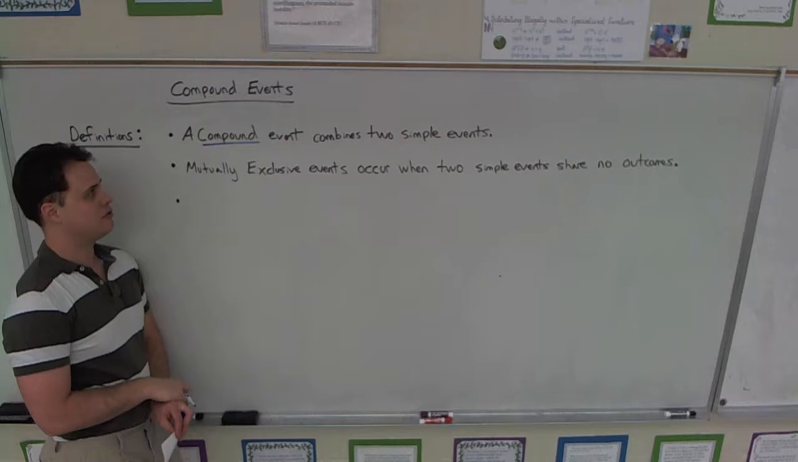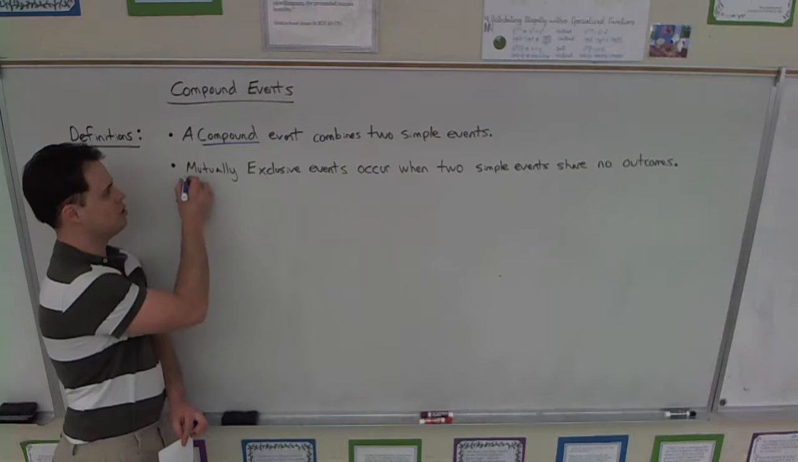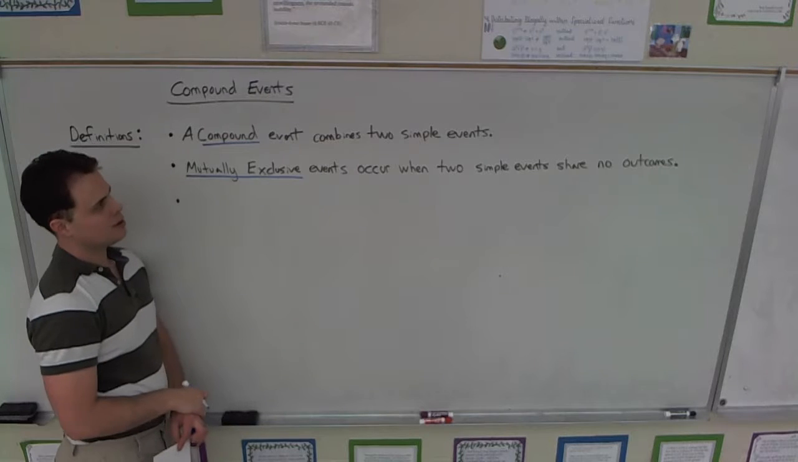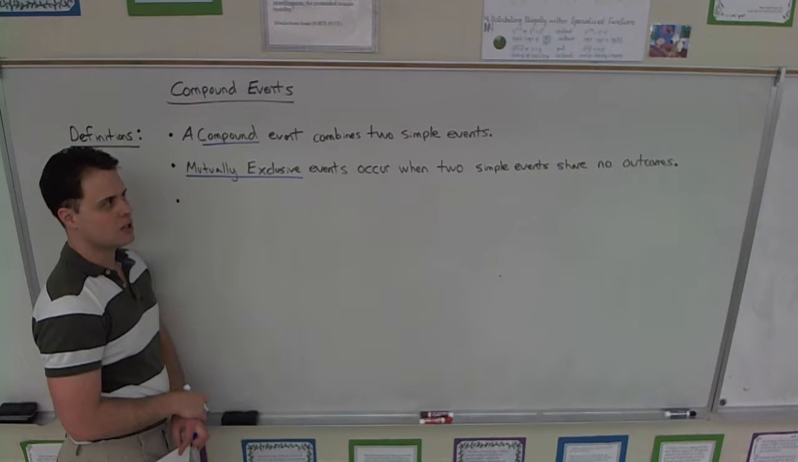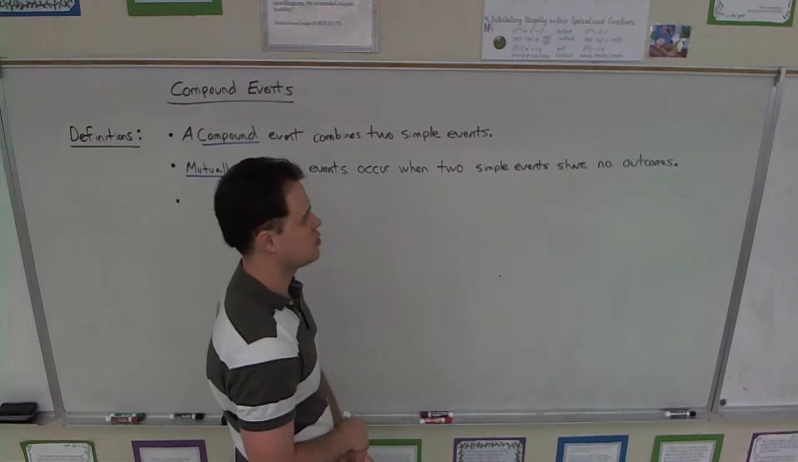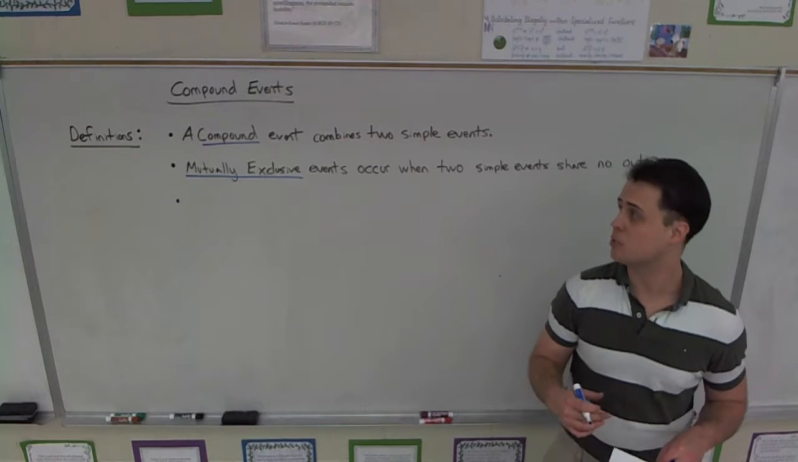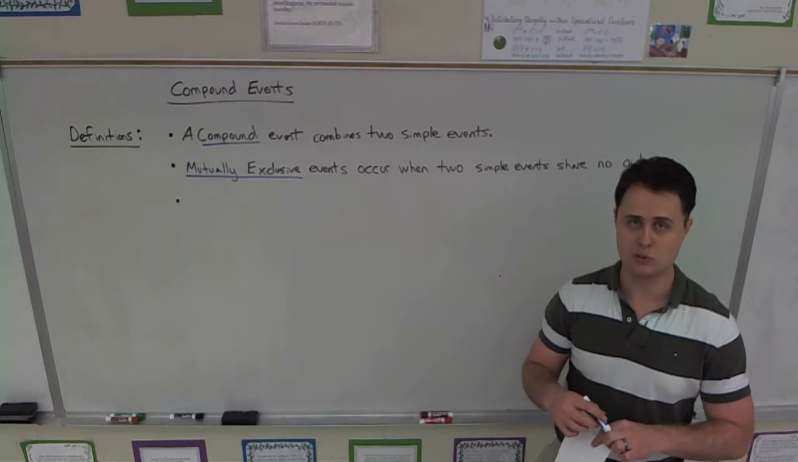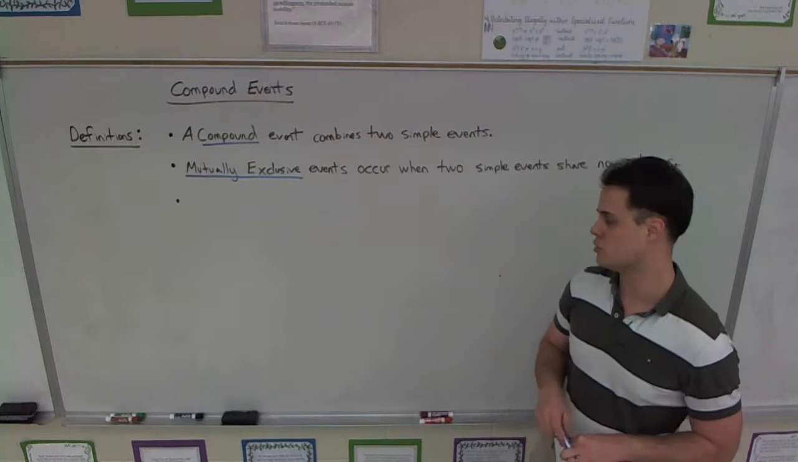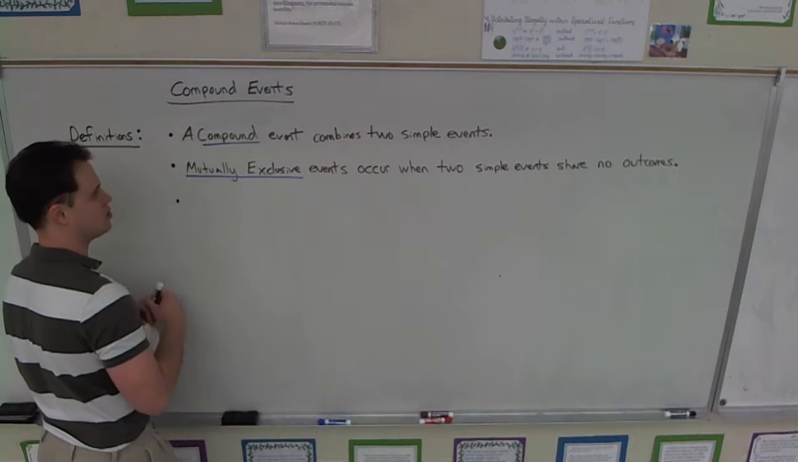The next term I want to define is what it means to be mutually exclusive. Mutually exclusive events are events that occur when two simple events share no outcomes. So that's a situation where they're completely separated. That's another word choice you might use for representing mutually exclusive events. The third kind is like the polar opposite to mutually exclusive.